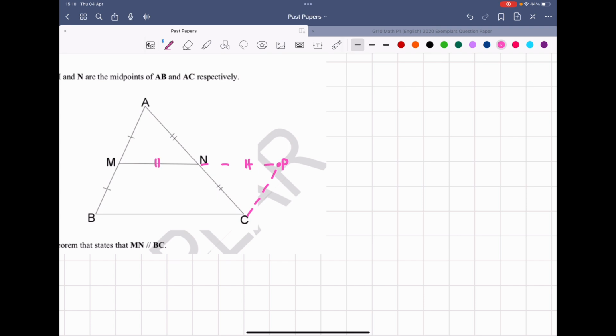Okay, so the first thing about these triangles is that I've got two angles. I've got this, I'm going to call N1, and this one is N2. And these are equal to each other because of vertically opposite angles. And then I've also got, by construction, that NP is equal in length to MN. And then I was given that NC is equal to AN because N is the midpoint. So from that I have side angle side, and I can say that this triangle is congruent to this triangle.